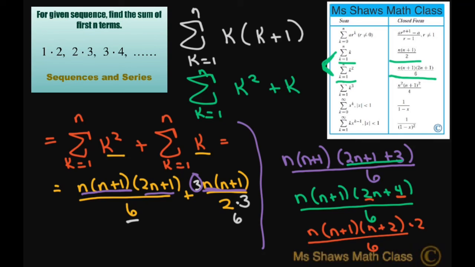And what's going to happen is this will cancel out, and 2 divided by 6 is 1/3, so you can put a 3 there. Sorry, I'm trying to save a little room so I don't have to rewrite some stuff. There you go. And that is your final answer.